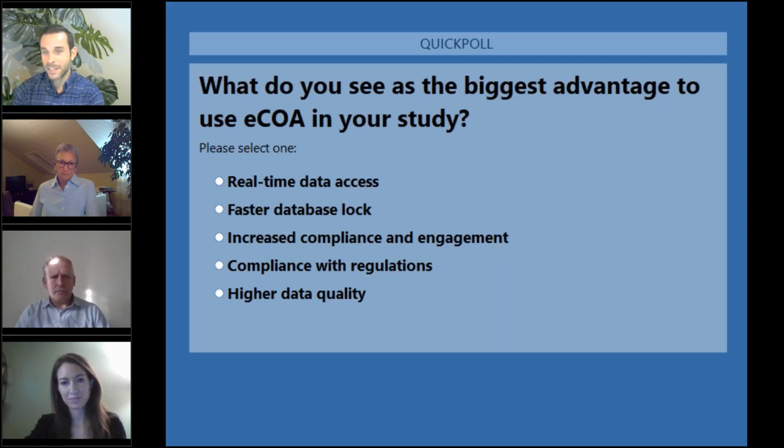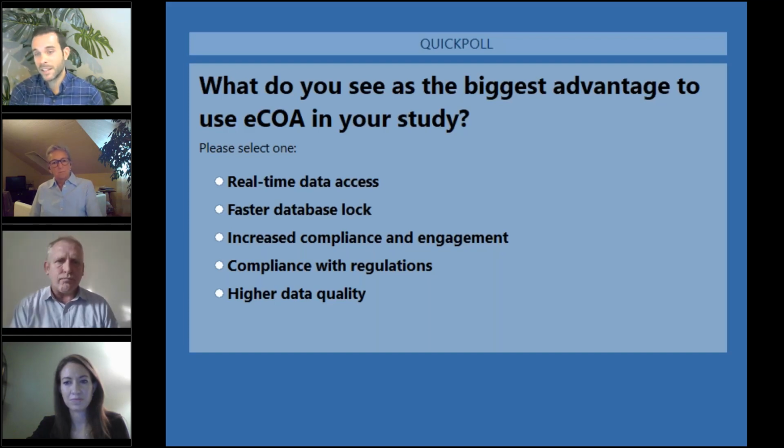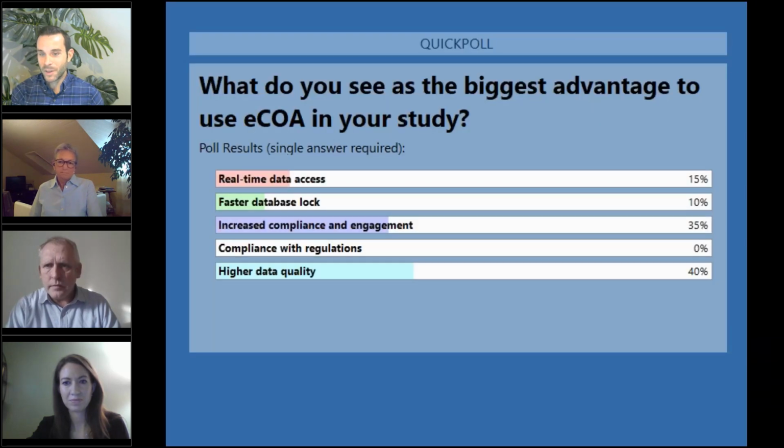Brian talked about access to real-time data, compliance, engagement. Because we have that real-time access to the data, essentially queries are reduced and we lead to faster database lock. Kelly talked about the increased compliance and engagement we get because we're able to see the data in real time. Compliance with regulations, Kelly and Donna talked a lot about what global regulators are saying and how we comply with that. And data quality, I think, was hit on a ton here. So I think, Smaya, we can load the results and see what the group thought before we go to the Q&A.